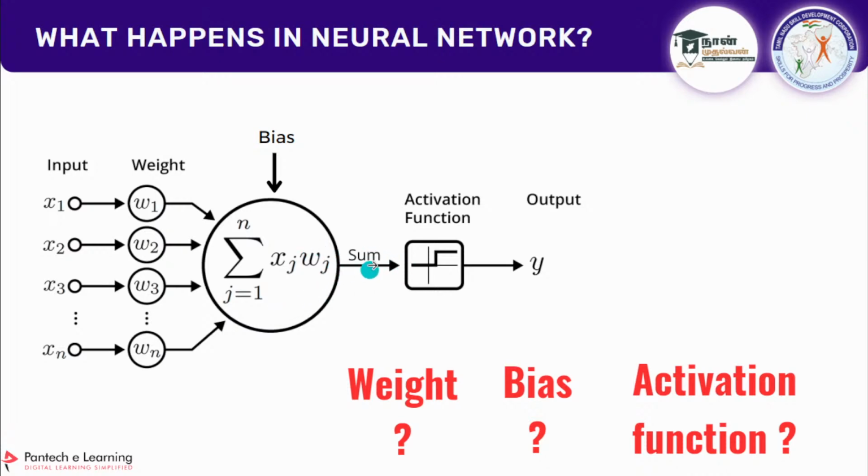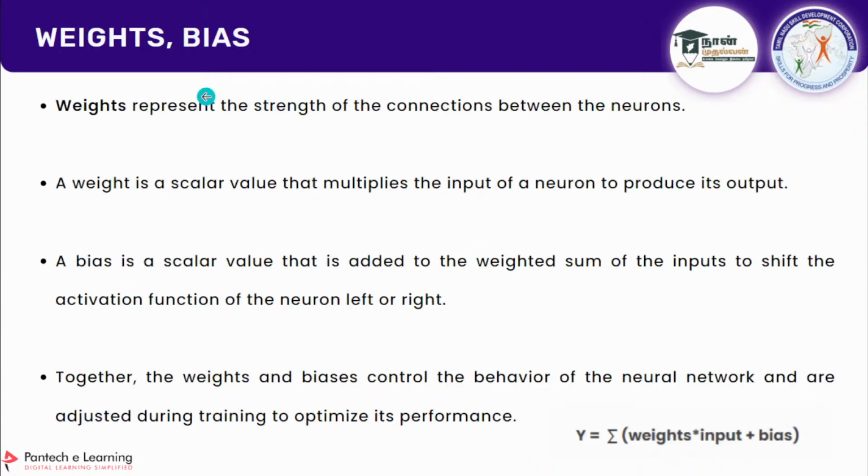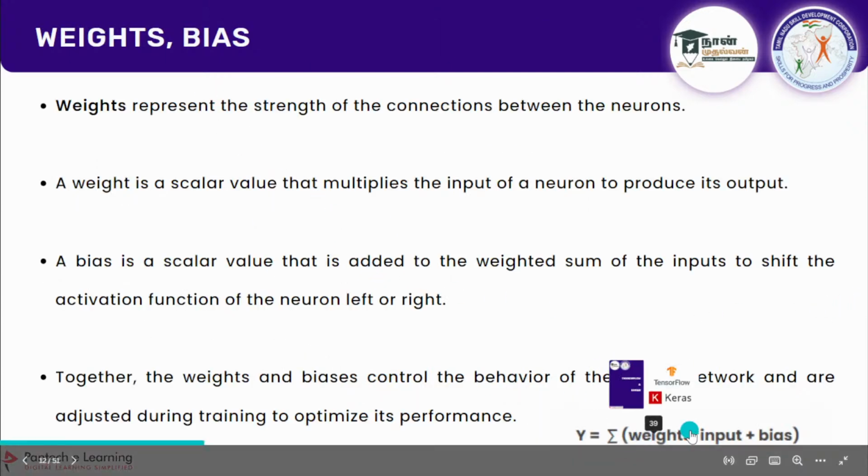Once that is done, it is added, and then we pass it into something known as the activation function. So what is this activation function doing? I hope you are clear with weight and bias. Here we are doing the summation of weight times input, plus the bias value.